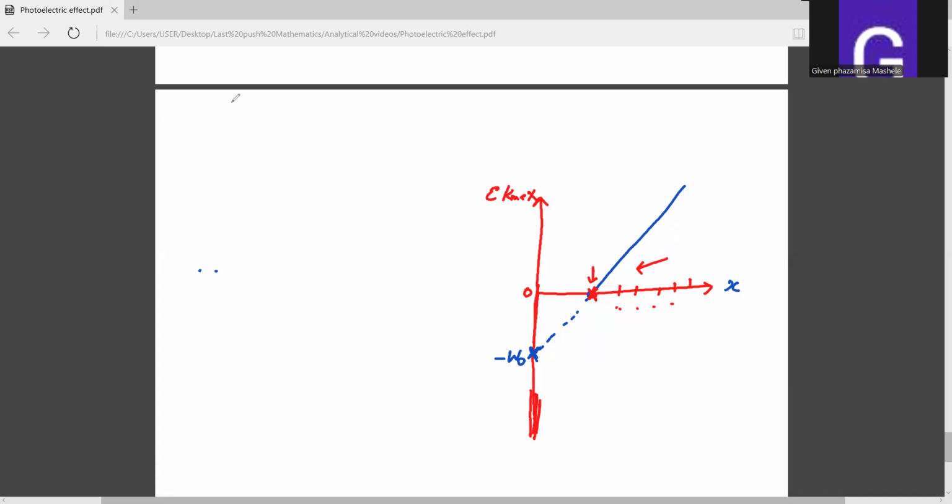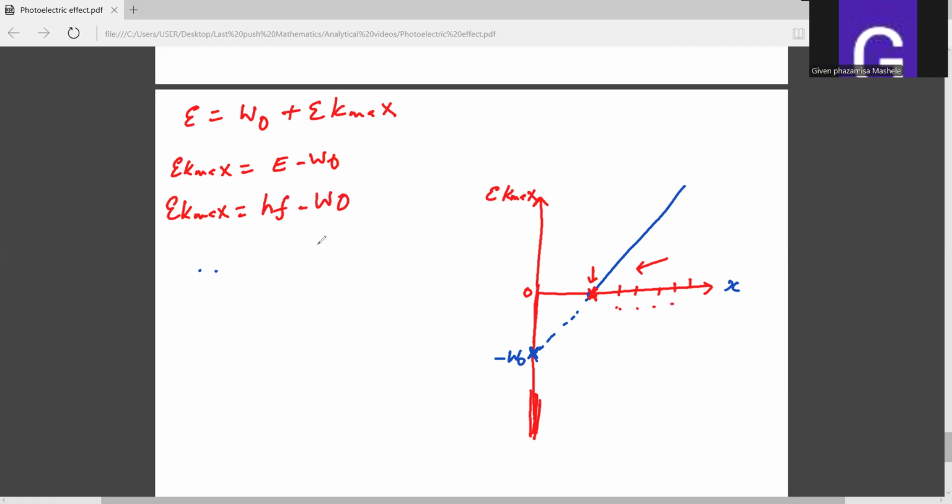How are we going to do that? Okay, fine. E equals W naught plus EK max. Let's make EK max the subject of the formula. So the EK max will be E minus W naught. What is the E? It's HF minus W naught. But now we want to talk about the wavelength. So we know C equals F times lambda, which means F equals C over lambda. So we can substitute that.